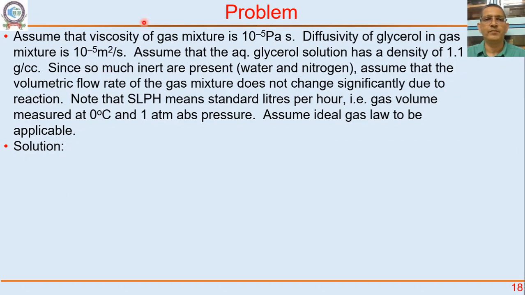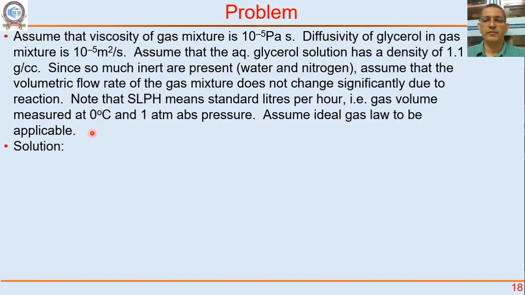Some data. Assume viscosity is 10 raised to minus 5 for the gas mixture. Diffusivity of glycerol in gas is 10 raised to minus 5. Assume that aqueous glycerol has a density of 1.1 gram per centimeter cube. Since so much inerts are present, water and nitrogen, we can assume that the volumetric flow rate of the gas mixture does not change significantly even when glycerol is reacting. Note that SLPH means standard liter per hour, gas volume measured at 0 degrees and 1 atmosphere. Assume ideal gas law to be applicable because it's at 1 atmosphere and high enough temperature. Temperature is 275, 300, 325.